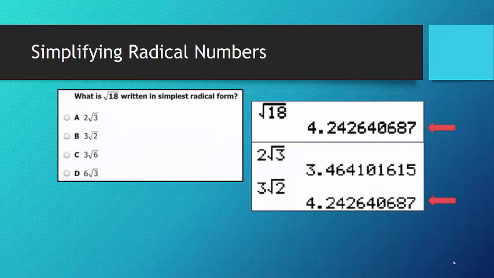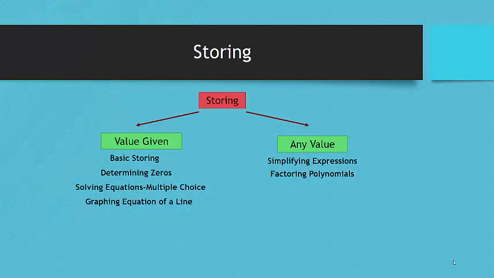Now simplifying radicals. All we have to do is type out each radical number, and if there are 2 that give the same value, you want to pick the one with the larger number on the outside. In this case our answer is 3 square roots of 2.